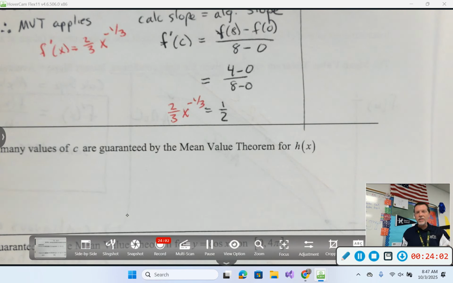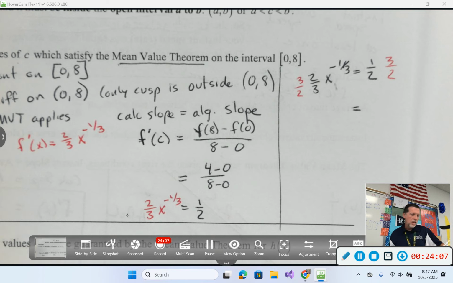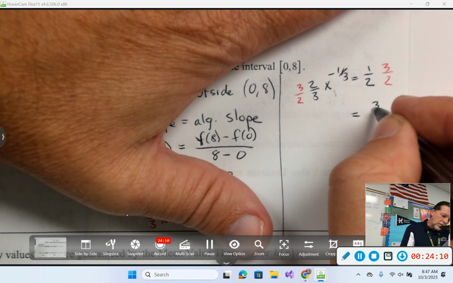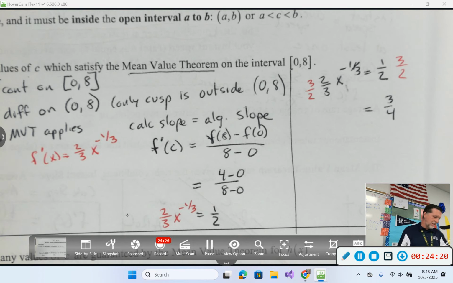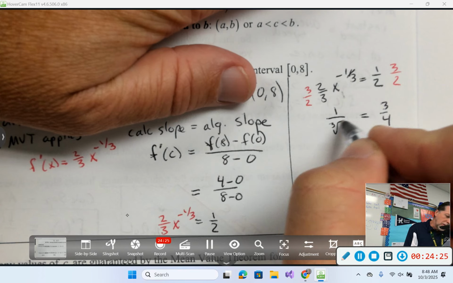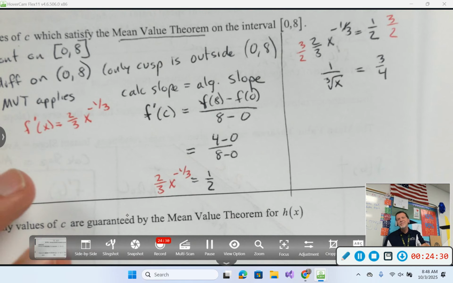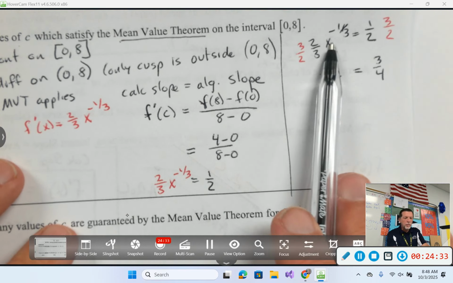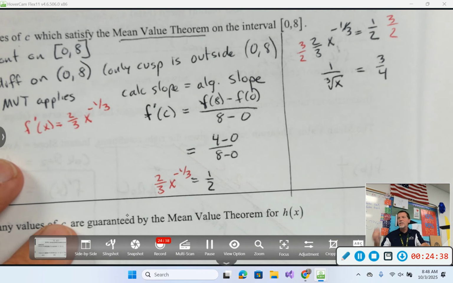by the way, we're done with calculus, we're on to algebra now, so this problem might deserve the stamp. That would be 3/4 x to the negative 1/3. I don't like that. I'd rather write it as 1 over the cube root of x. Either way, if you're more comfortable with powers, then you could work with that. If you'd rather see it with the root, that's fine too.